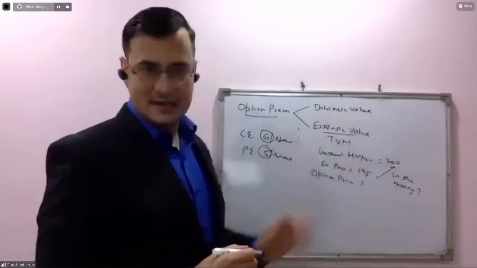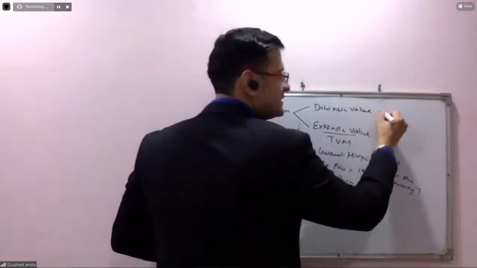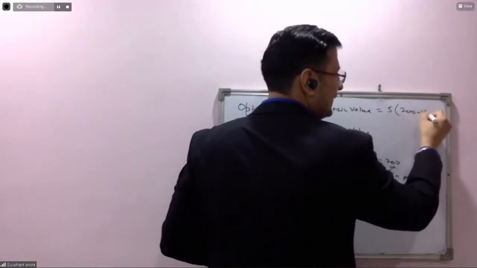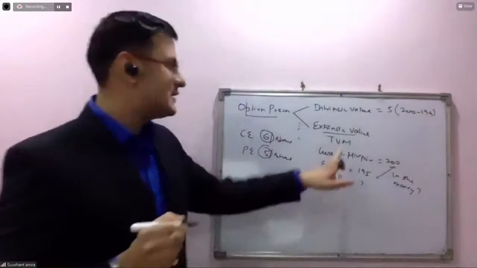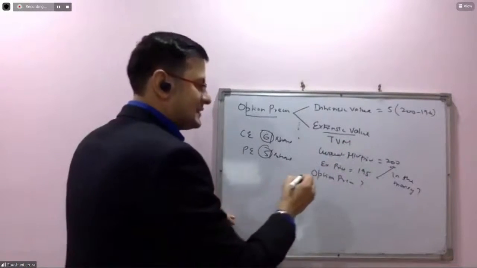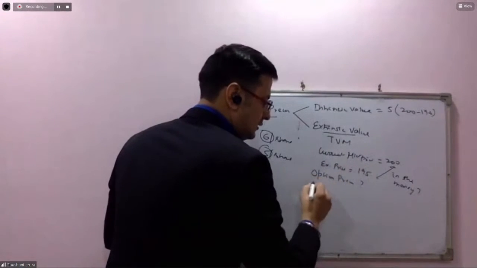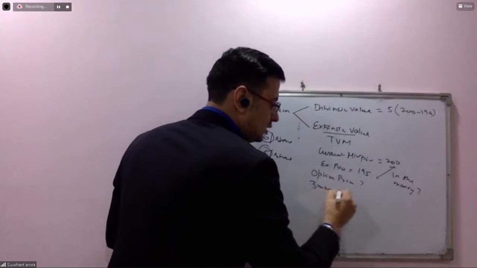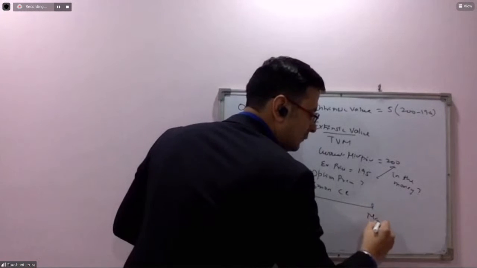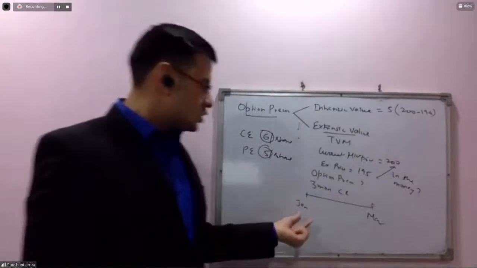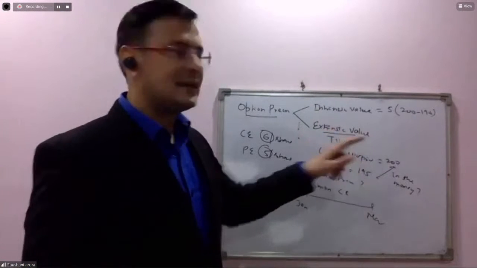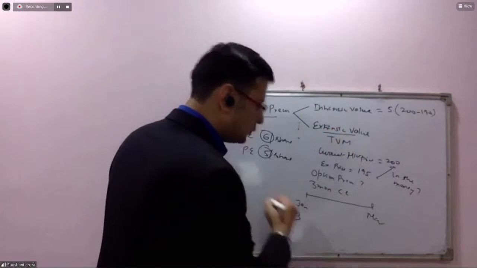It consists of the intrinsic value, which is 5, the difference between 200 and 195, and extrinsic value, meaning time value of money. Let's say it's a 3 months call option, you started in January, it will get over in March. So if you buy in January, just as an example, you are paying a time value of money of 3 rupees.